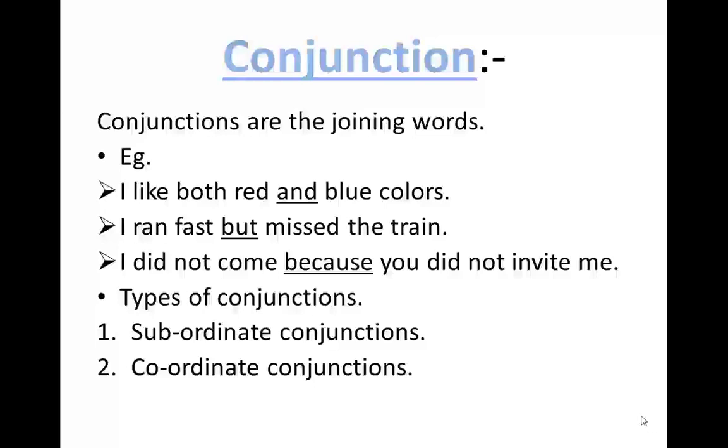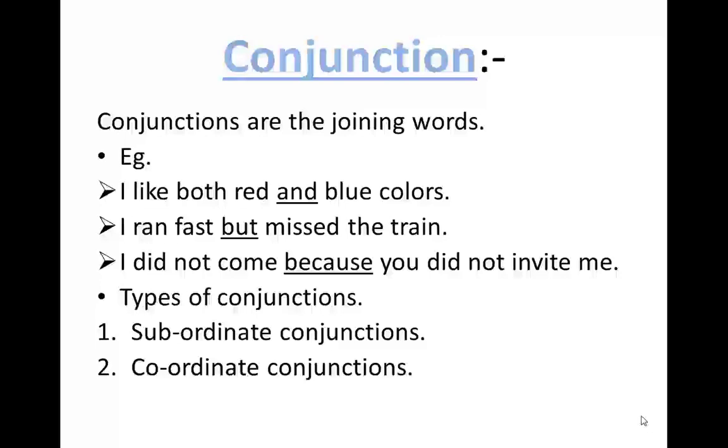Is it clear? Subordinate conjunctions are the words used to join two sentences, and one of the sentences is dependent on the other one. Is it clear? Coordinate conjunctions. These conjunctions join sentences of equal rank. Equal rank means both are important.